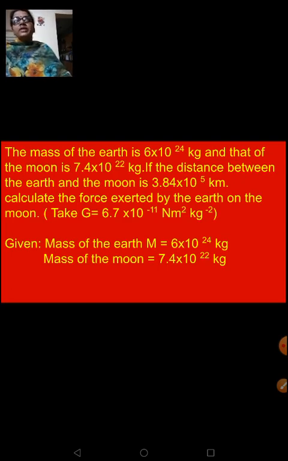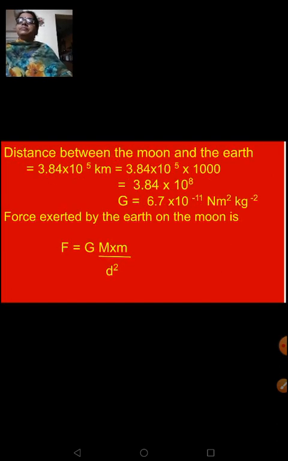And the value of capital G is also given as 6.7 into 10 raised to minus 11 Newton meter square kg raised to minus 2. So let's see how to solve this. First, what are the things given? They have given the mass of the earth. We'll assume that as capital M, right? That is 6 into 10 raised to 24 kg. Mass of the moon is 7.4 into 10 raised to 22 kg. Then, the distance between the earth and the moon is given as 3.84 into 10 raised to 5 kilometer.